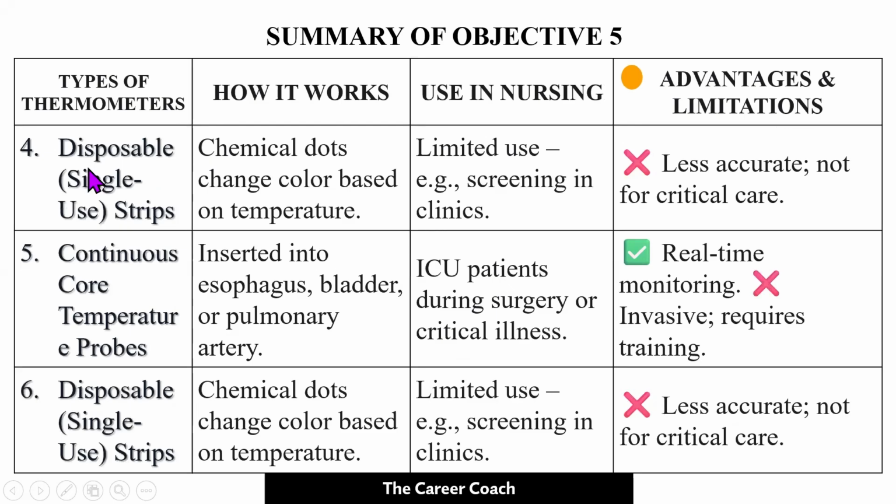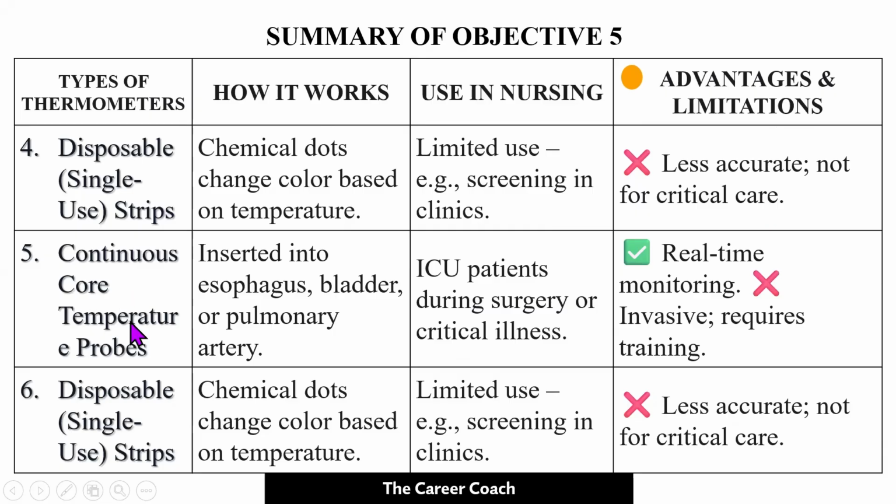Types of thermometer. Number 4, disposable single-use strip thermometer. How does it work? It works by using chemical dots which change color based on temperature. How is it used in nursing? It has limited use. Example, screening in the clinics. Disadvantage: less accurate, not for critical care.